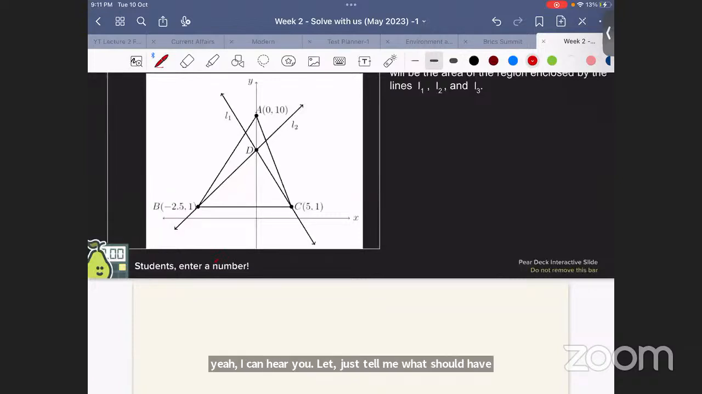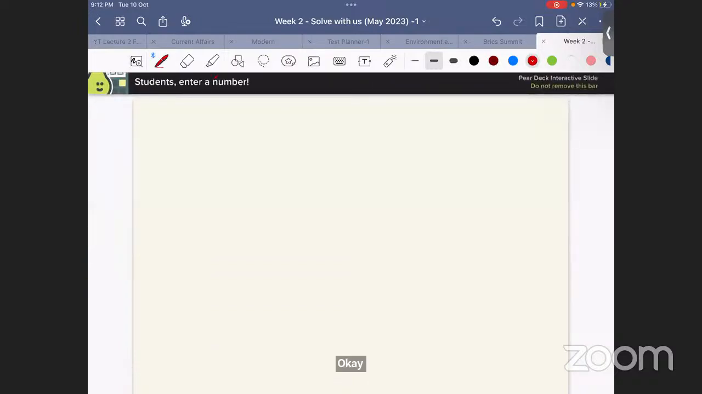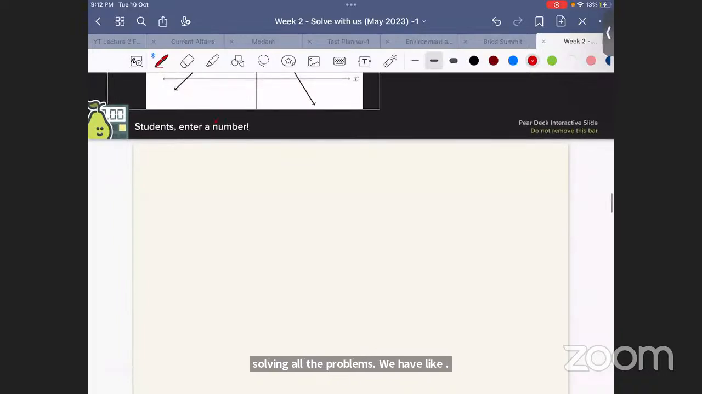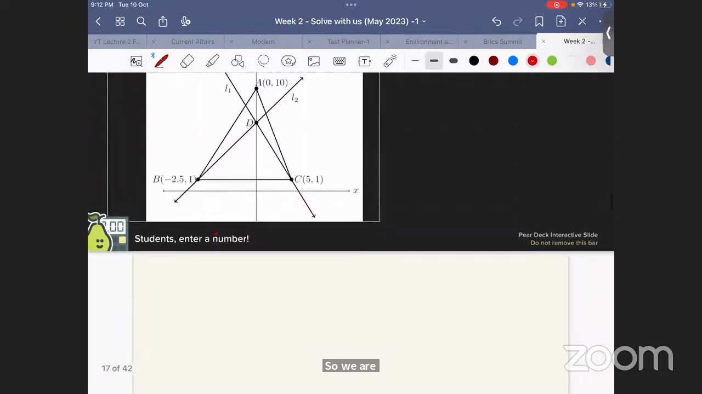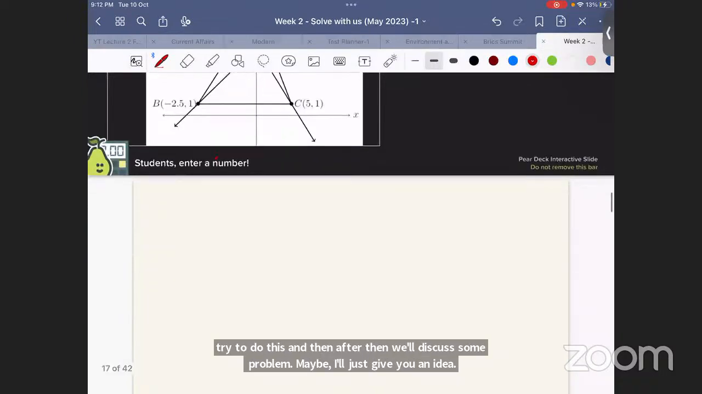Sir, actually I don't know, sir. The graded assignment question and the practice assignment question, the slide question, are very different, but the concept I think is the same. Okay, but we can't discuss the graded assignment right now. Wait till 10, maybe I can take some doubts. After solving all the problems, we have more problems, so we are already running out of time. I'll try to do this, and then after 10 we'll discuss some problems. Maybe graded, I'll just give you an idea how to solve that.